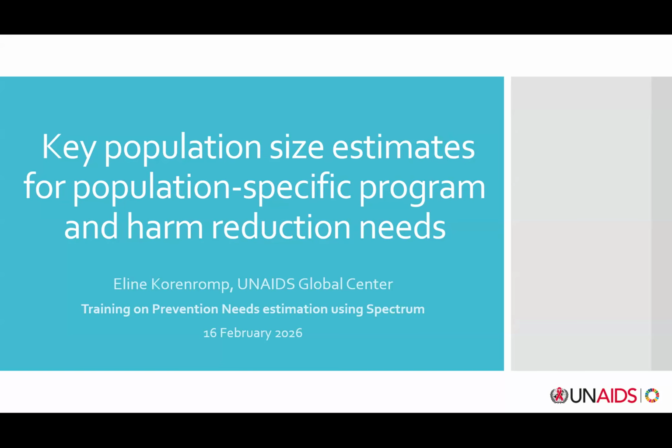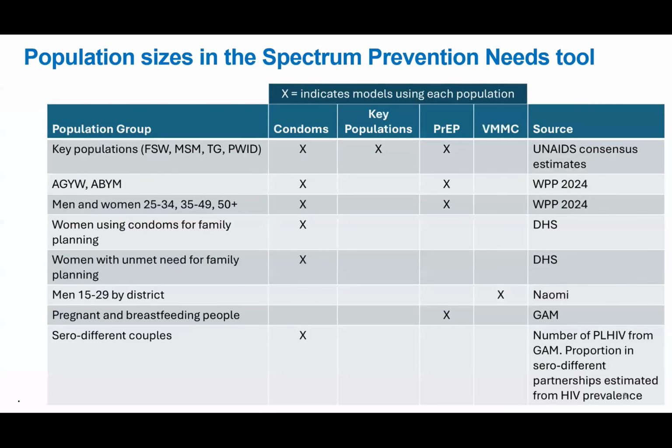So my name is Elena Korenramp, and I work in the estimates team in UNAIDS Global Center. As most of you will know, we work producing the annual national estimates. In addition, we also do key population specific estimates of group sizes and infection estimates at the regional and global level. And those are related, as you will see, to the assumptions, the pre-populated data in this new tool.